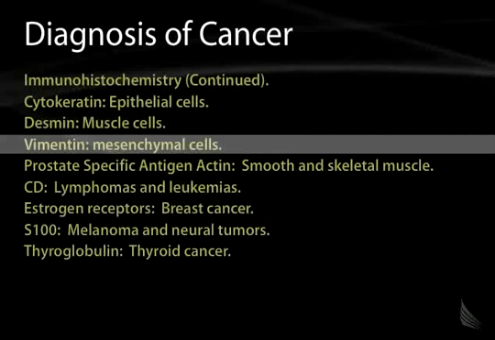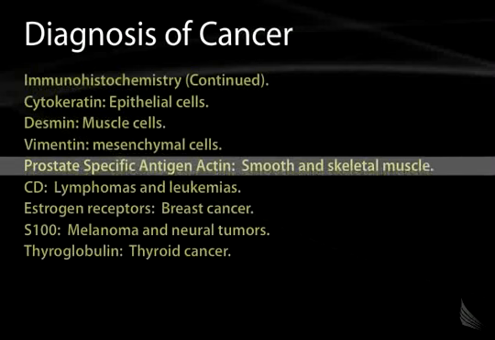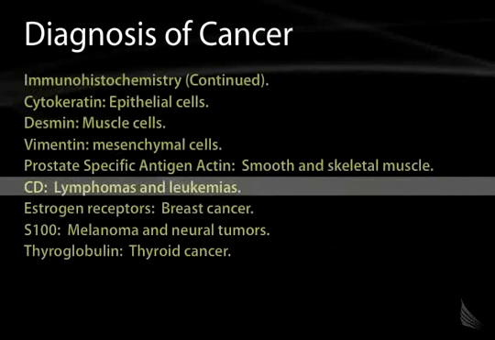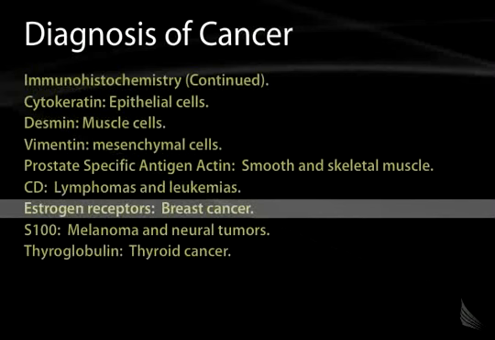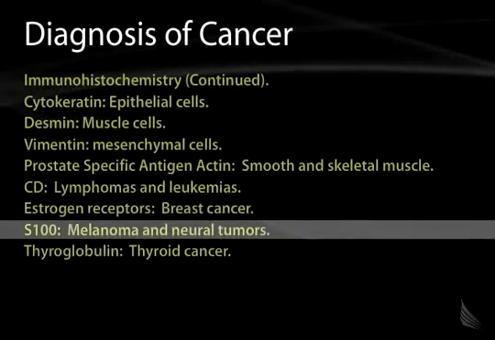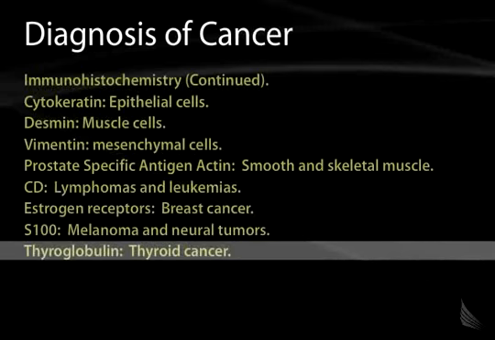Some organ systems have markers that are specific to them, such as prostate-specific antigen, or the clusters of differentiation, or CD markers, that are associated with the development of lymphoma and leukemias. Breast cancers are infamous for expressing estrogen and progesterone receptors. S100 is seen in the expression of tumors such as melanoma and neural tumors, and thyroglobulin is a particular marker for thyroid cancer.